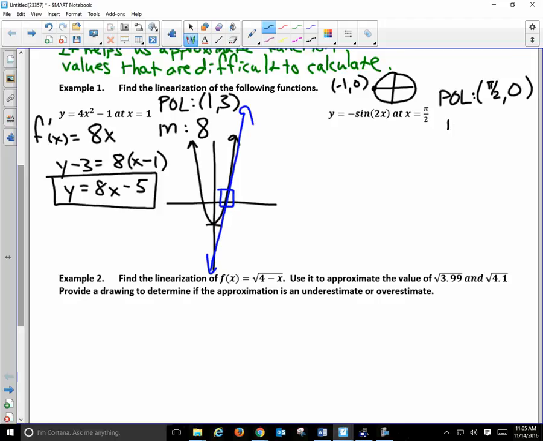In order to find the slope, I need to take the derivative. I have to use the chain rule to find the derivative. I have negative sine of u, and I have 2x. So I get -2 cosine of 2x. In order to find the slope, I plug in pi over 2. I get pi over 2 times 2 is pi. What is the cosine of pi? It is -1. We multiply that by -2, and we get 2.